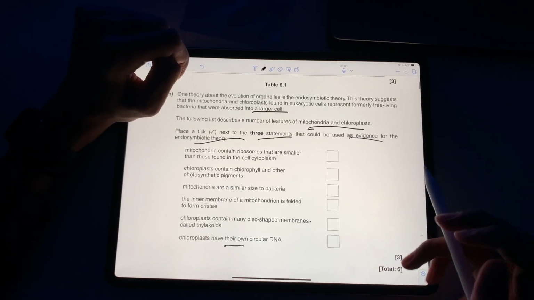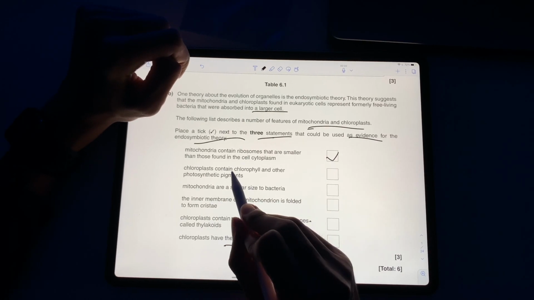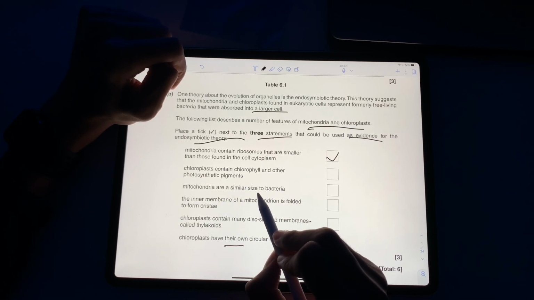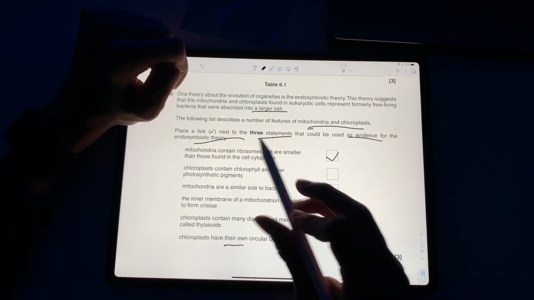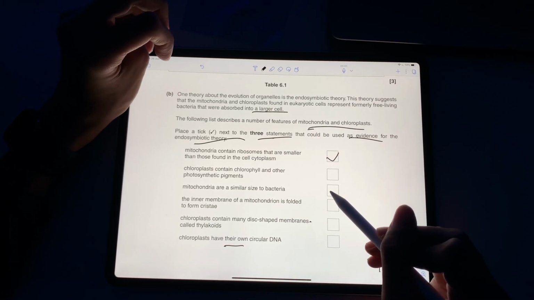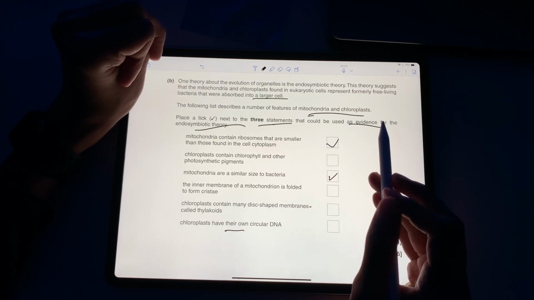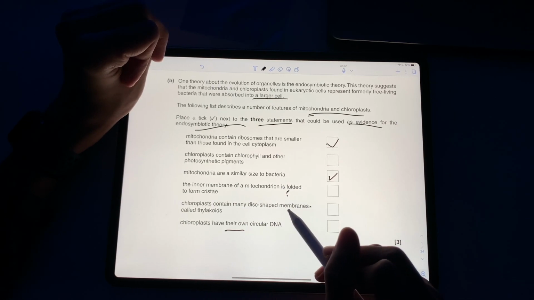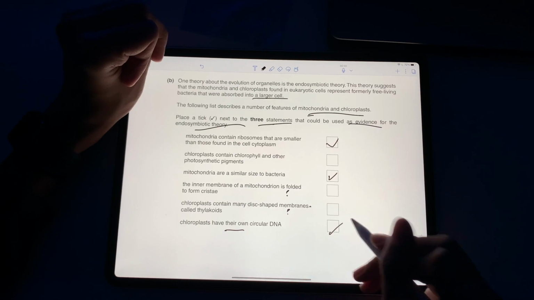When the hell have I learnt this? Chloroplasts contain ribosomes that are smaller than those. Yes. Chloroplasts contain, but why would that? No. Chloroplasts are similar size to bacteria. Similar size to bacteria. Yes. The inner membrane of mitochondria is folded to form, maybe chloroplasts. Maybe chloroplasts have their own. They do, so yes, that.